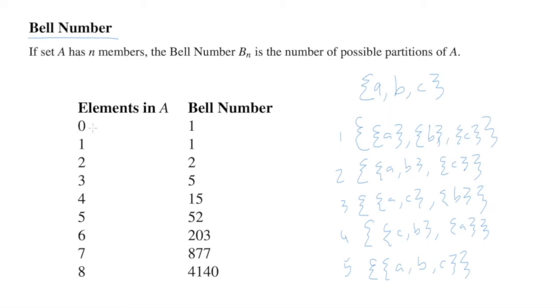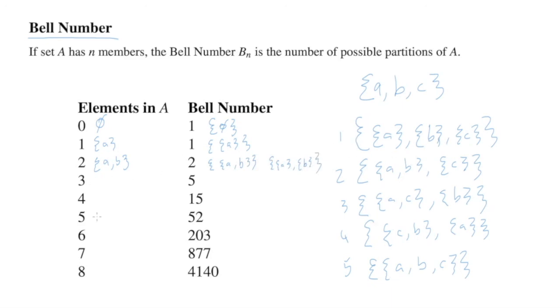Okay, so if we have the empty set, the Bell number is just 1, right? Because there's only one possible partition, that one. Then if we have just one member, there's only one possible partition, which is just the set itself. If we have 2 members, we have 2 possible partitions. We could have the set itself, and we could have the 2 elements in sets by themselves. And then 3, we've already drawn that one.